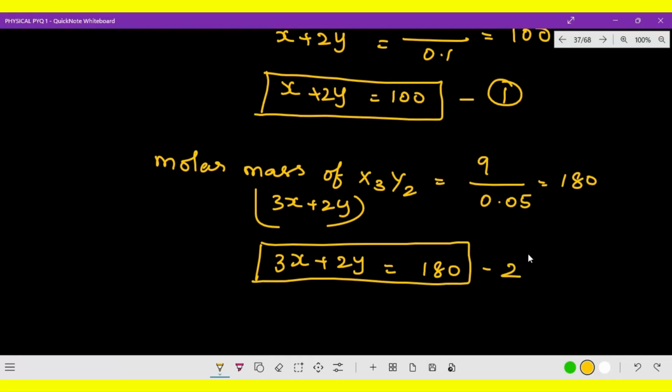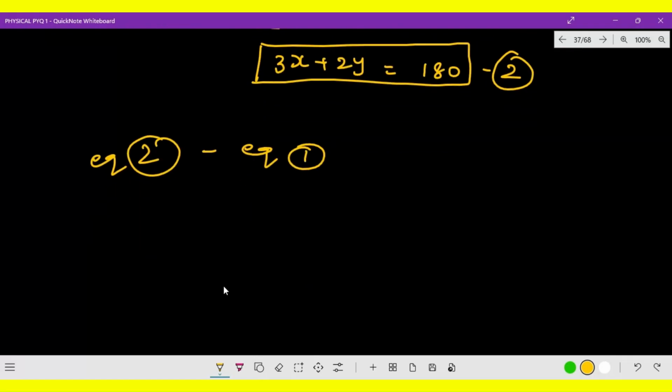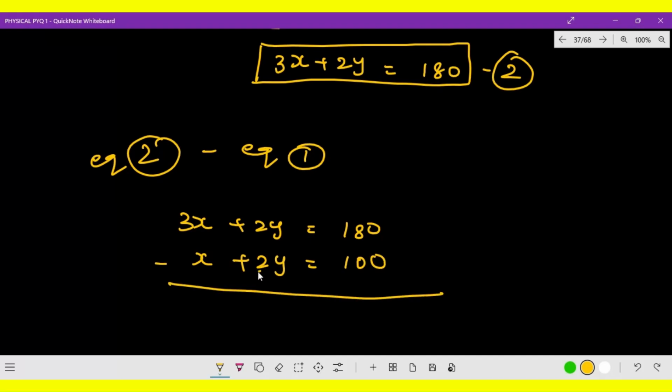Now equation 1 and equation 2 you have to subtract. So equation 2 minus equation 1. Why do we have to subtract? Then only we will get x and y, and then we can find the atomic weight, right? Equation 2: 3x plus 2y equals 180, and equation 1: x plus 2y equals 100. So now you have to subtract both sides. When you subtract, you get minus, minus, and here also minus.